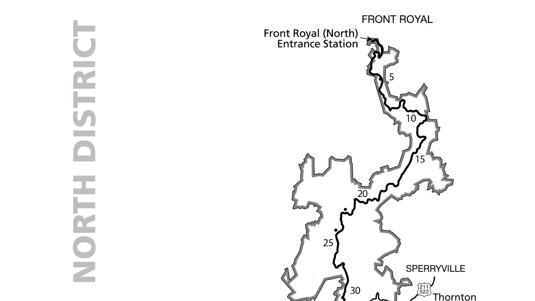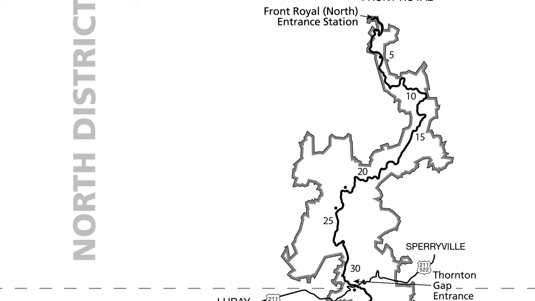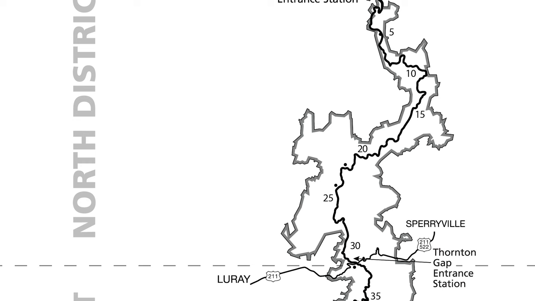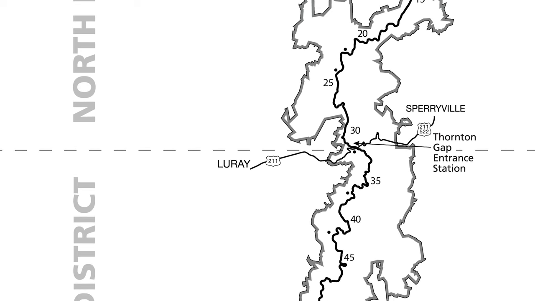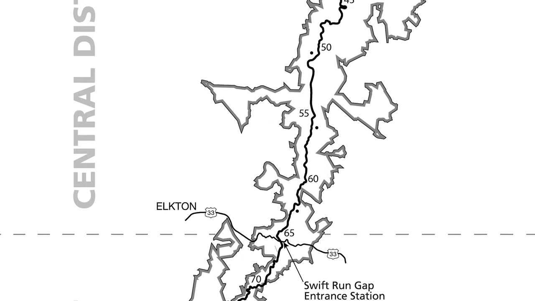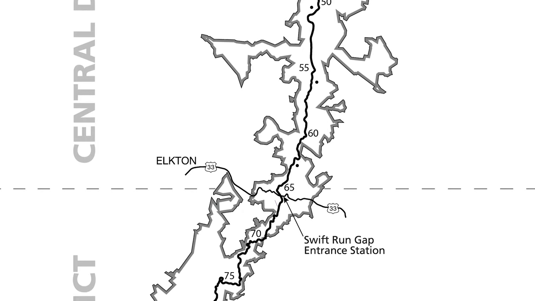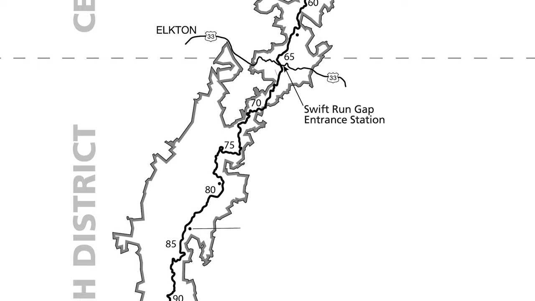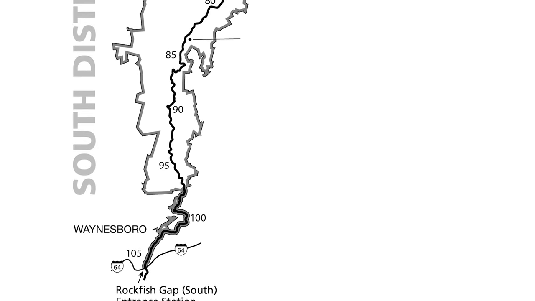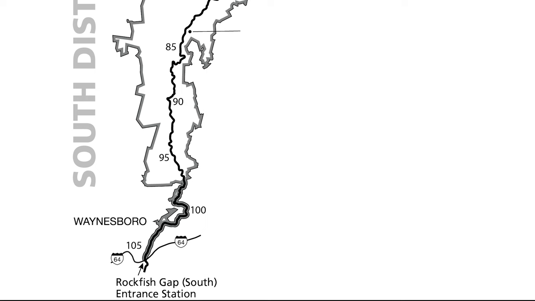The North District encompasses the section of the park between Front Royal and Highway 211 or Thornton Gap Entrance Station. The Central District encompasses the section of the park between Highway 211 and Route 33 or Swift Run Gap. Finally, the South District includes the section of the park between Highway 33 and Interstate 64 or Rockfish Gap Entrance Station near Waynesboro.